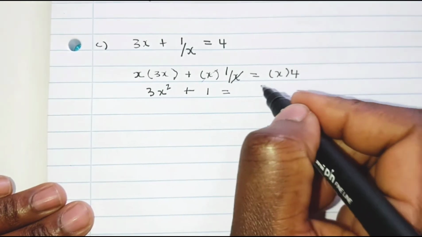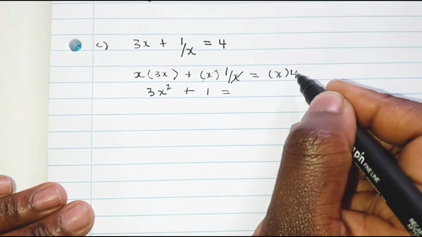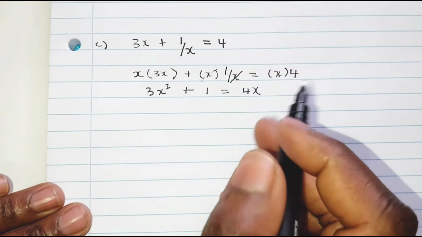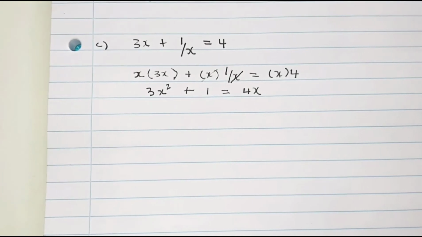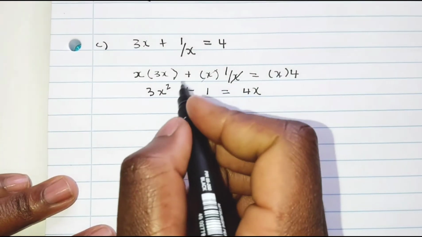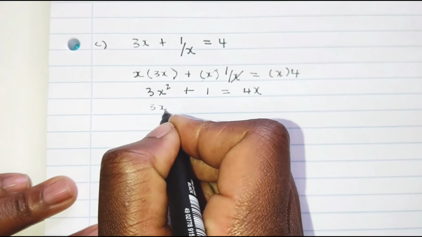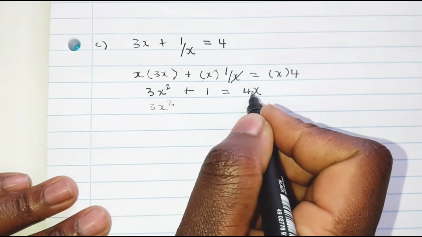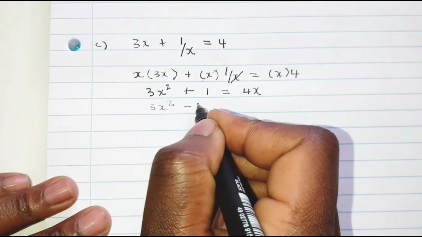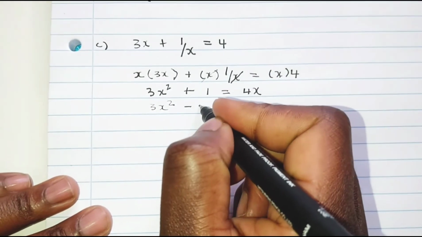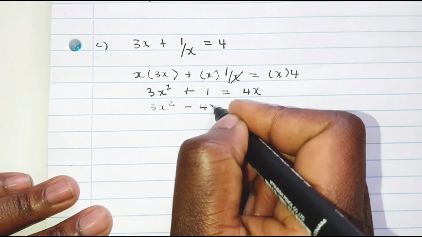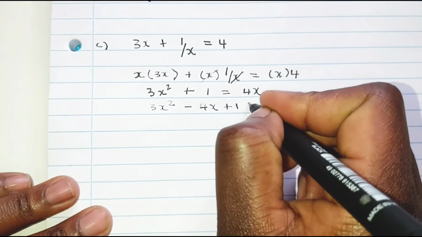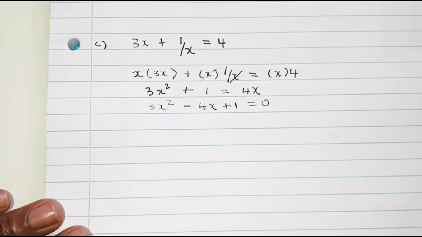Is equal to x multiplied by 4. It's going to give you 4x, right? So now we're going to make everything equal to 0. So it's going to be 3x squared. It's positive here, so it's going to be negative 4x plus our 1, which is here, is equal to 0, right?